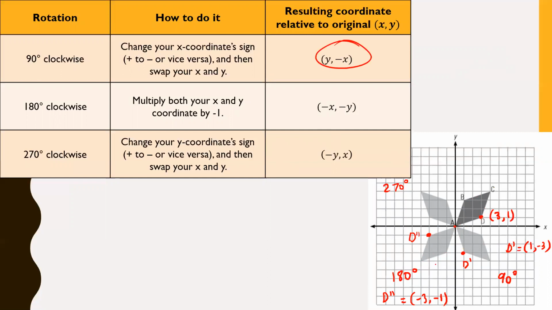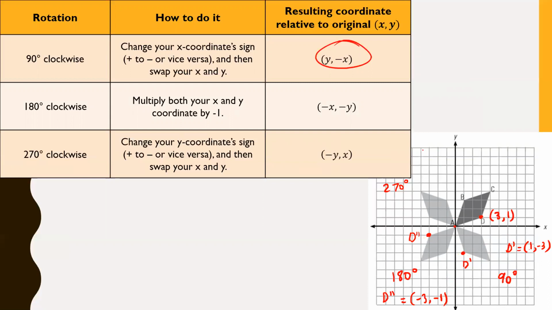The other thing you could check here, just because it's kind of interesting, imagine if D prime was your original vertex, and you're going to move it to where D double prime is. Well, that's a 90-degree clockwise rotation. So by that rule, you have to make your x negative, so make it -1, and then swap your x and your y. So it would be -3, -1. It's the exact same thing one way or another. See how it works? It works all around.